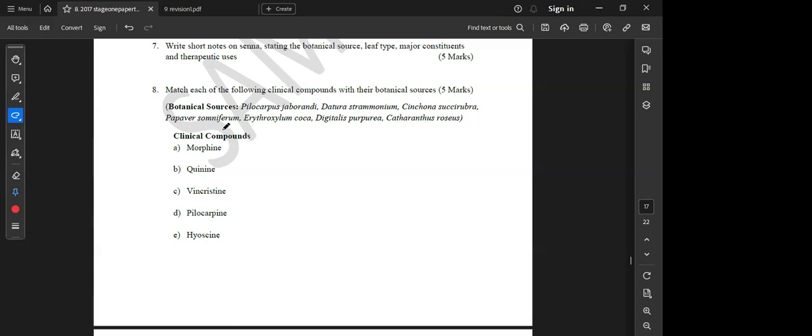Quinine will be Cinchona. Vincristine and the others. Pilocarpine, Pilocarpus. I'm guessing because of the name. And hyoscine will be the Datura stramonium. Now let me know if I've confused any of them.